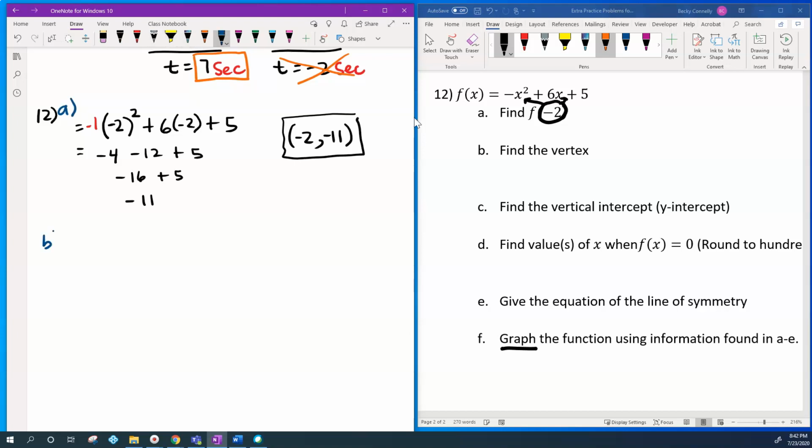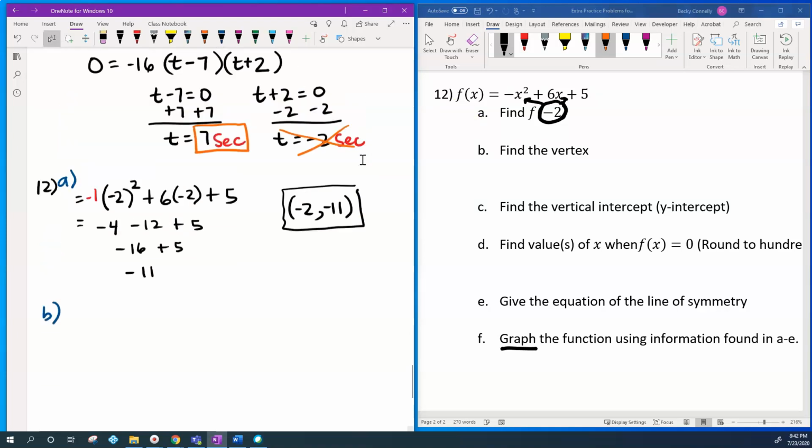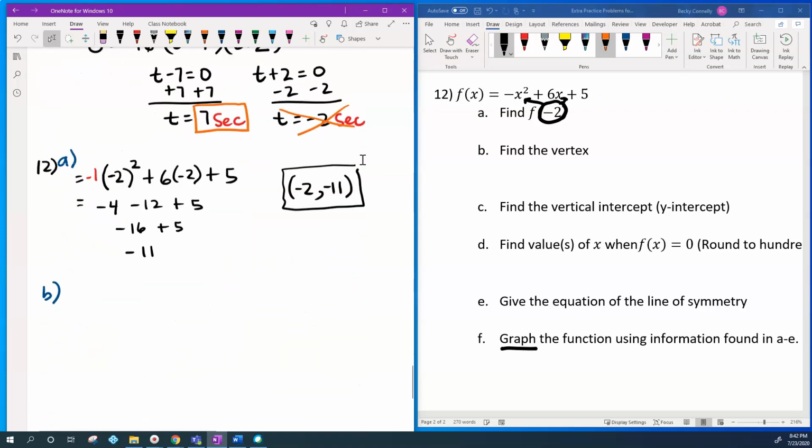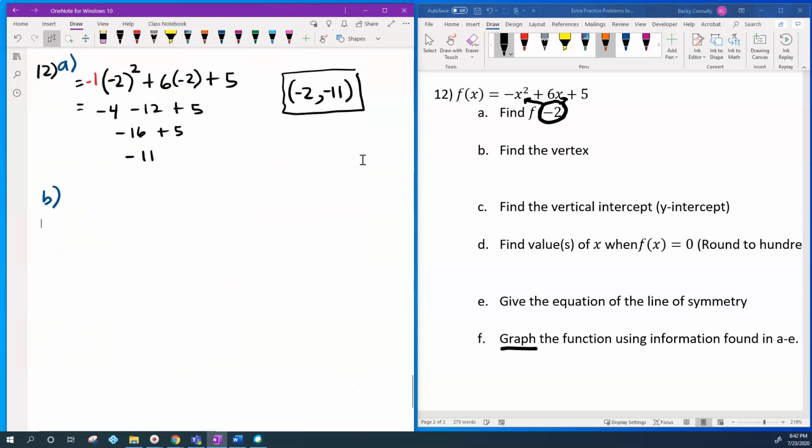Part B says to find the vertex, and we already did that kind of in the last one, but it was a little bit different. This one's telling you to find the vertex, where before it was saying find a maximum or a minimum, which means you're finding the vertex. Okay, let me give you a minute. Go ahead and try and find the vertex of that one.